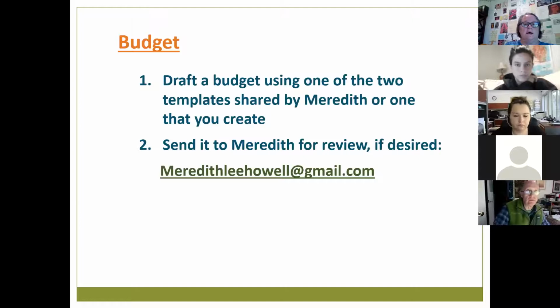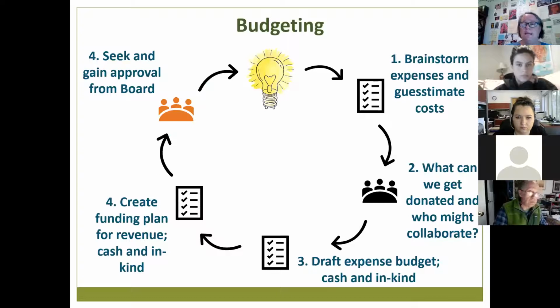Then also last time, your homework was to take one of the templates that I shared and create a budget and to send that to me. I did get a couple of budgets to review, and I know that several of you are still working on those. So one of the slides that I didn't get to last time is shown here. And I wanted to go through this because this is, to me, the budget cycle and how you get started on planning out your budget.